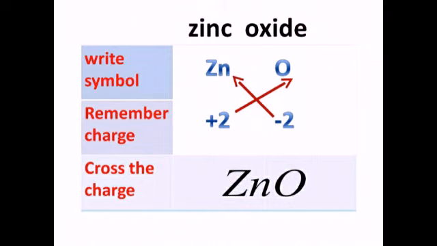Now let us write the formula for zinc oxide. Symbol of zinc is Zn and oxide is O. Charge of zinc is +2, oxide is -2. Then we have to criss-cross. So oxide charge will go to zinc and zinc charge will go to oxygen. So after criss-crossing, we get ZnO. Here both the charges are 2, so we don't write the number over there.